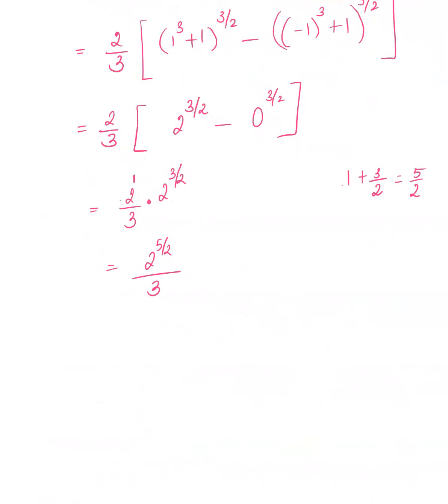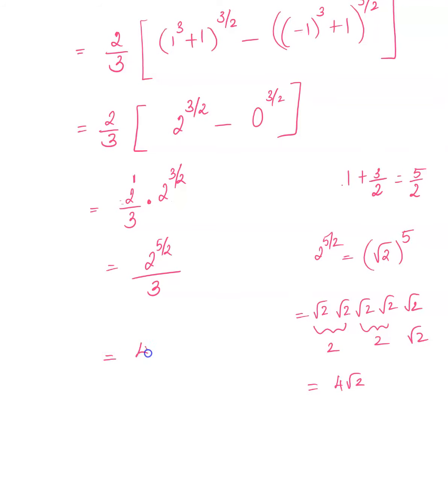But say you were doing the exponent method, it's still not bad, because 2 power 5 over 2 is root 2 power 5, isn't it? So root 2, root 2, root 2, root 2, and root 2. These two will be a 2, these two will be a 2, and then that's a root 2. That's how you get the 4 root 2. So the same thing becomes 4 root 2 over 3. That's the same answer as method 1. So method 1 and method 2 should give you the same answer.